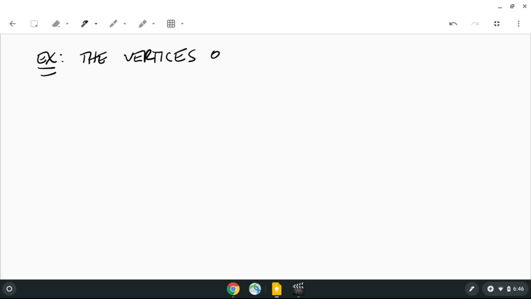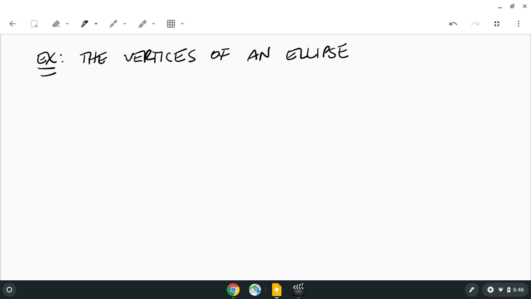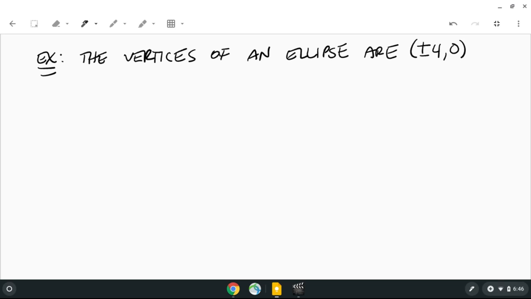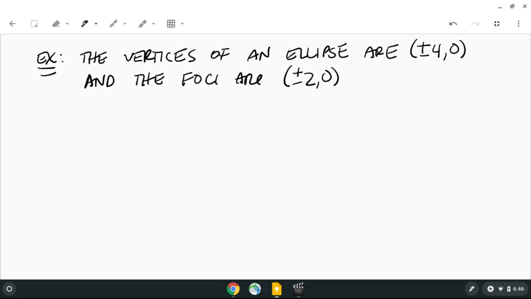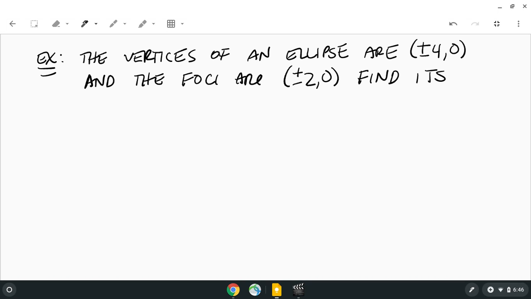Okay, the vertices of an ellipse are at plus minus 4, 0, and the foci are at plus minus 2, 0. Find its equation and sketch.